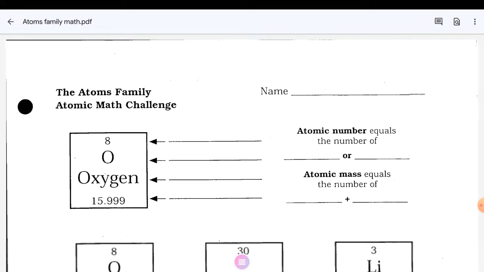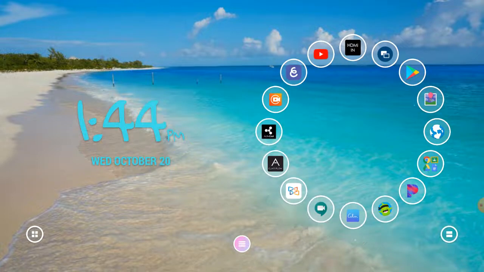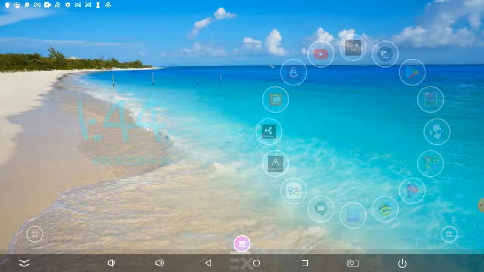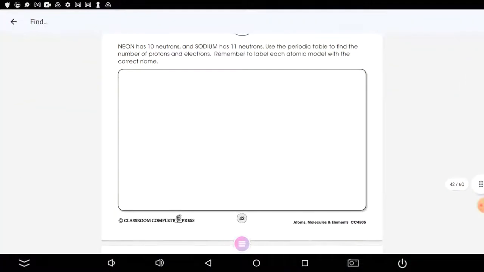Parker, do you have a question? Yeah, what do some of these words mean on the periodic table? Like, where do they get the names for the types of atoms? Some of them are named after whoever discovered them. I don't know where they got all of them.